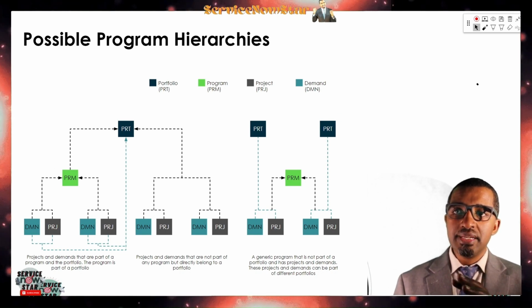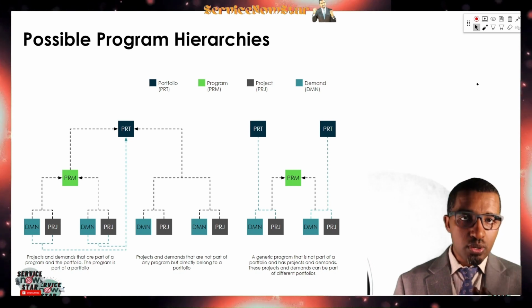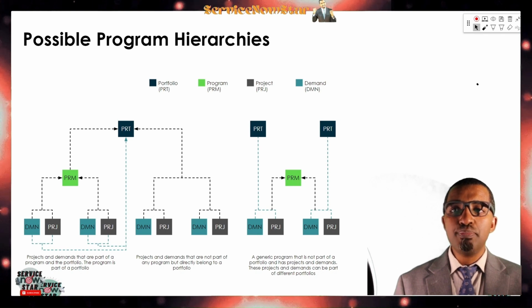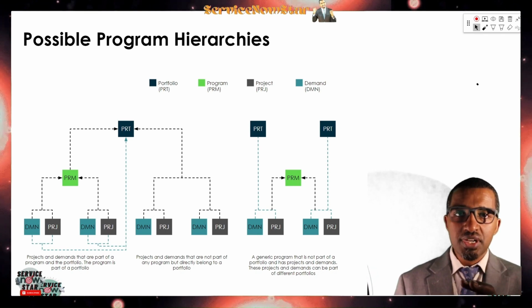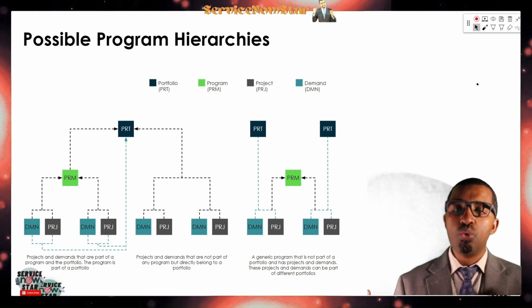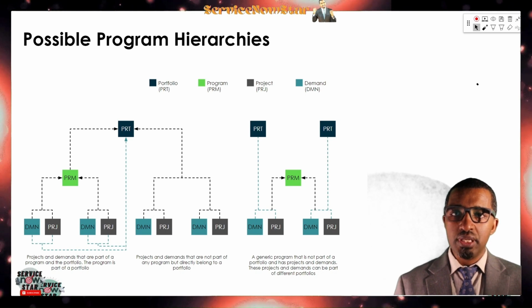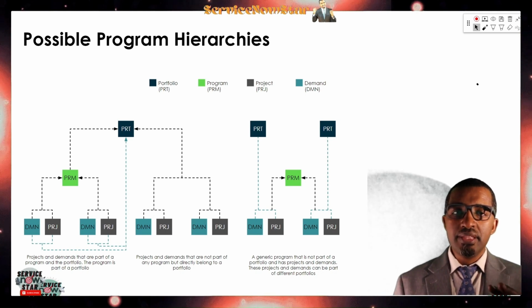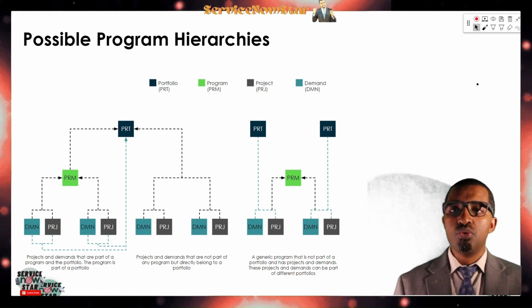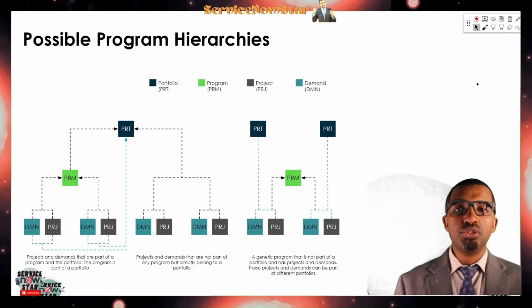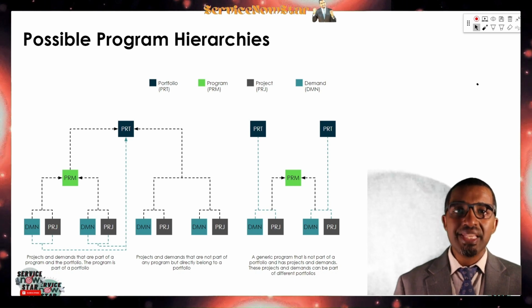All right. And the second scenario is we have a project and demand that are not part of any program but directly belong to a portfolio. Then at that time you will have the portfolio at the higher level and demands and projects at the bottom level. And the other scenario can be that you have a generic program that you created, not part of a portfolio, and it has a project and demand.